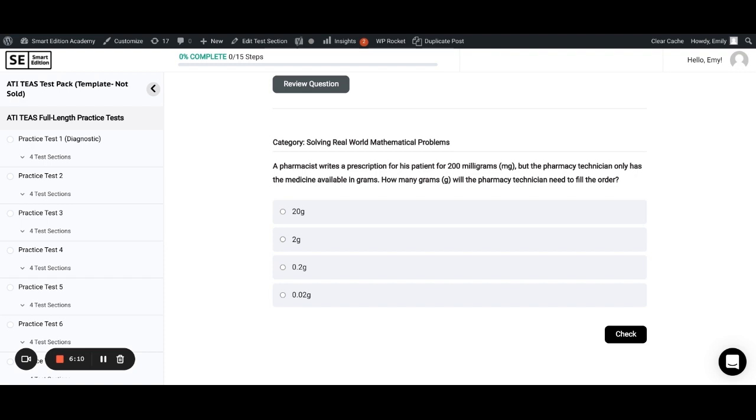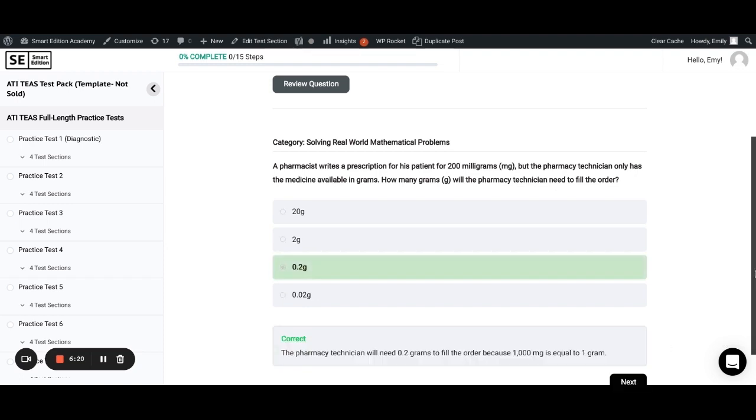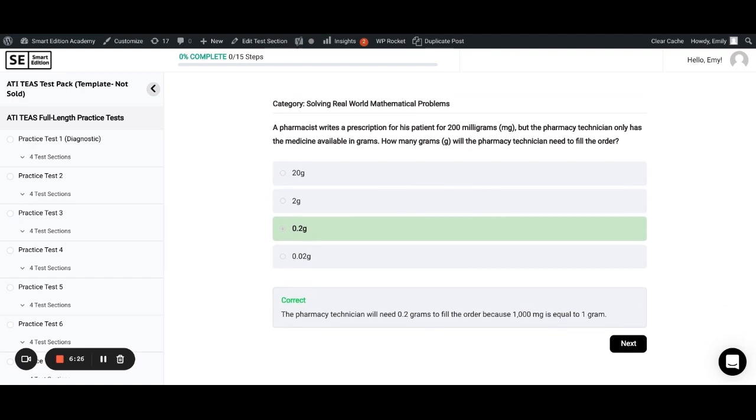Okay, so the correct answer for this is C, 0.2 grams. And that is because, again, you need to know how many milligrams are in a gram. There is 1,000 milligrams in 1 gram. So you would set up a proportion, solve for x, which would give you that 0.2.